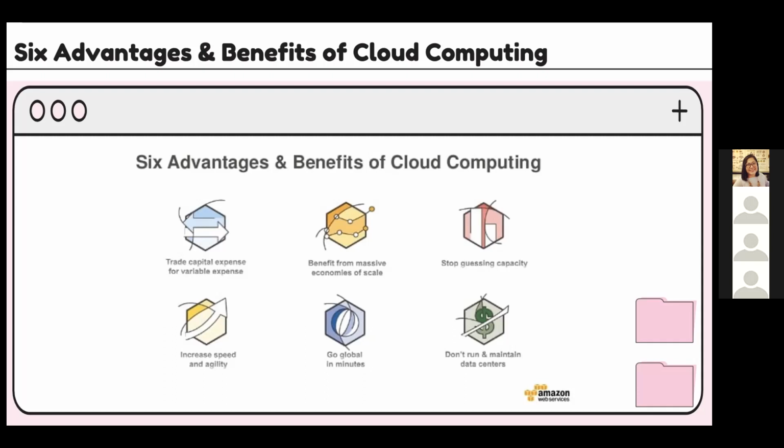Then, go global in minutes. So, easily deploy your application in multiple regions around the world with a few clicks. So, makakapag-deploy na tayo agad. This means you can provide a lower latency and better experience for your customers readily and at minimal cost. Okay, so yan yung 6 advantages and benefits of cloud computing.